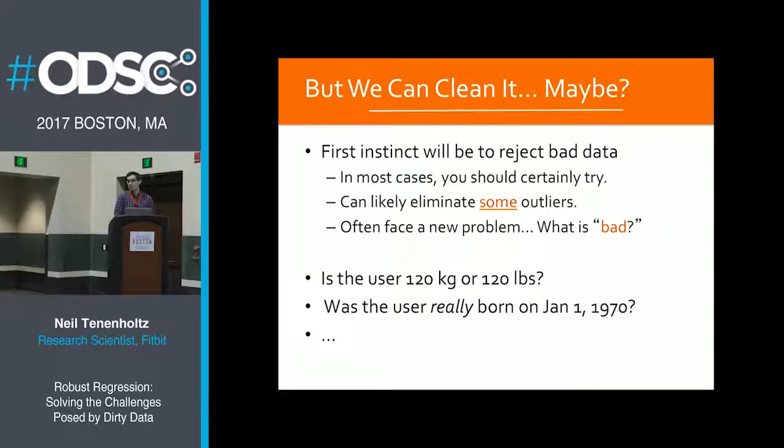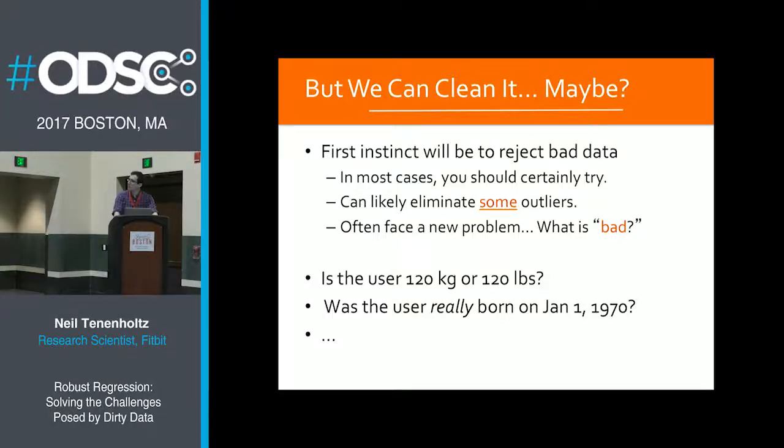Maybe you have a tall person who's skinny. Maybe you have a shorter person who's more portly. They're both valid. Was that person really born on January 1st, 1970? Some of us probably are. That's a very valid birth date. And so these things go on and on.